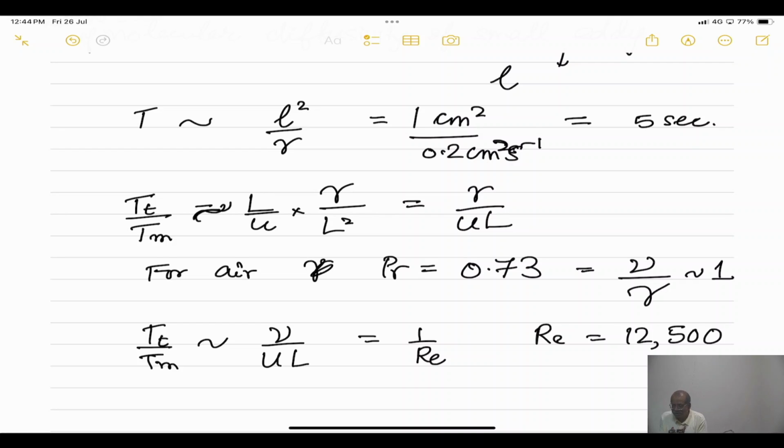Reynolds number can also be seen as a ratio of two time scales. If you are sleeping, you are a student of fluid mechanics, you have done 2 or 3 courses, and I ask you what does the Reynolds number signify? What will you say? Inertia force to viscous force.